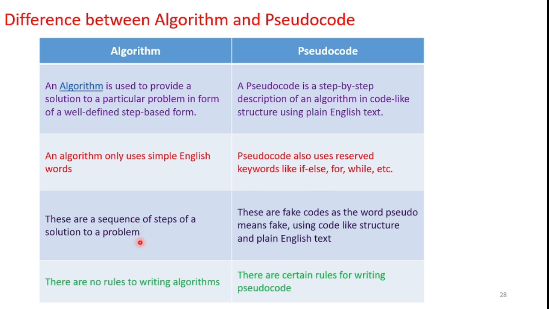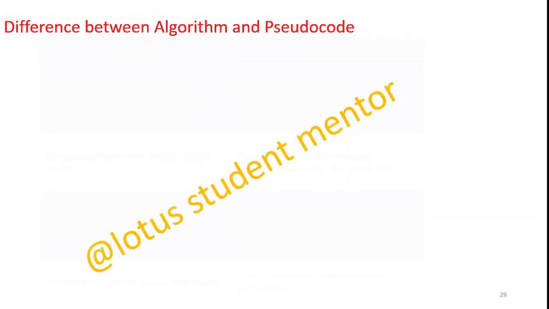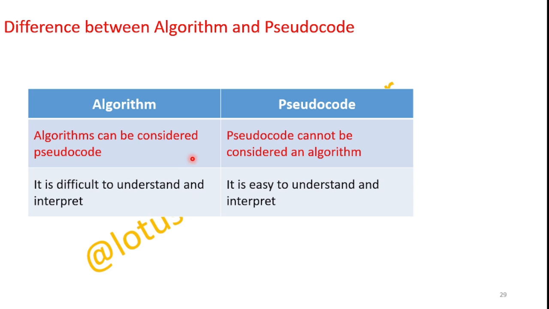An algorithm is a sequence of steps, a solution to a problem. Pseudocode: pseudo means fake, so it is fake code, using a code-like structure and plain English text. For algorithms there are no rules for writing them, whereas for pseudocode there are certain rules. Algorithms can be considered as pseudocode, but pseudocode can't be considered as an algorithm. An algorithm is difficult to understand and interpret, whereas pseudocode is very easy to understand and interpret.